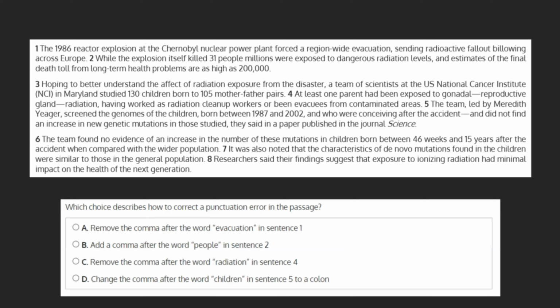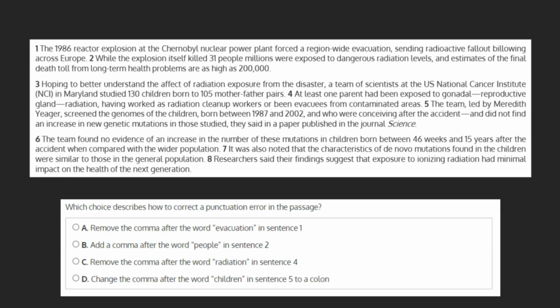Which choice describes how to correct a punctuation error in the passage? A. Remove the comma after the word evacuation in sentence 1. B. Add a comma after the word people in sentence 2. C. Remove the comma after the word radiation in sentence 4. Or D. Change the comma after the word children in sentence 5 to a colon.